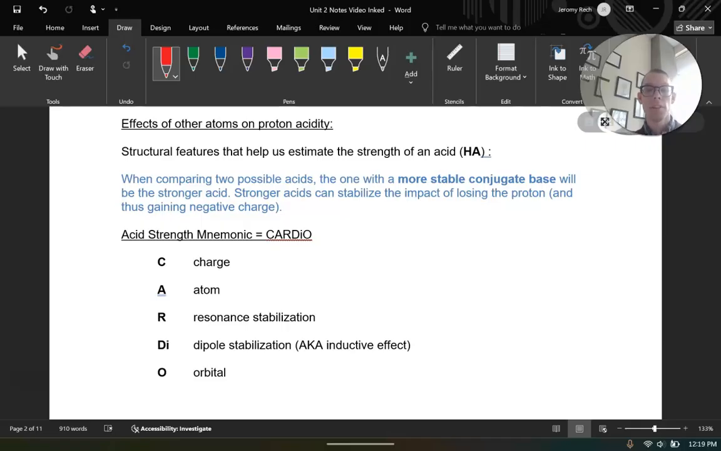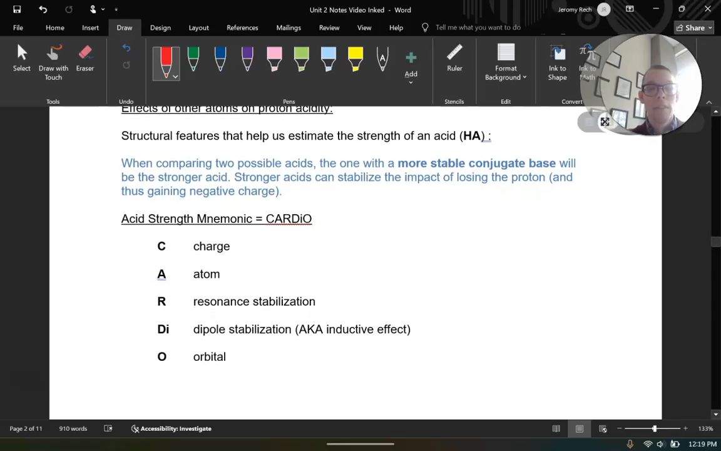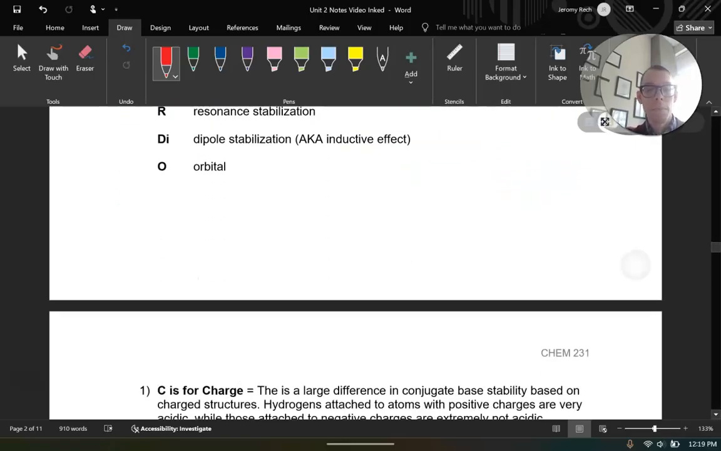So in general, we'll start with C, make a comparison, and then go down to A, make a comparison, go down to R, and you just keep going until you finally find a point of difference. And we're going to get a ton of practice in our class and our Friday review sessions on these. I want to talk about each of these in a little bit more detail, though.